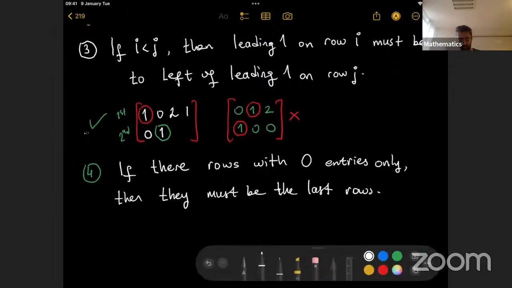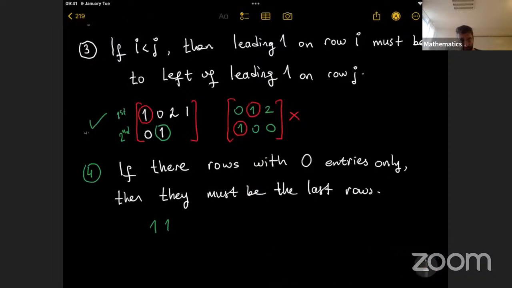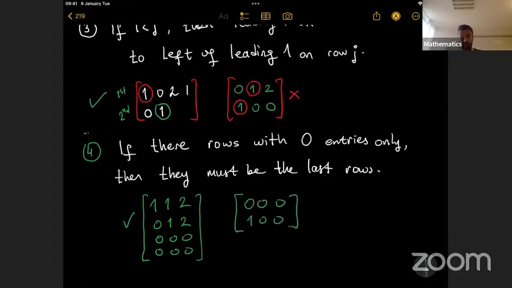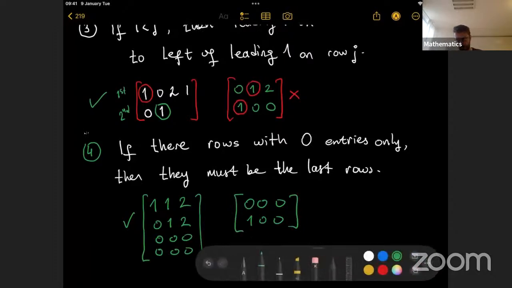If there are some zero rows in the matrix, they could be like this: 1, 1, 2, for instance, 0, 1, 2, for instance, and 0, 0, 0. This is fine, okay? But if you have something like that, this is not fine because this zero row must be in the last row, okay? So this is not good.